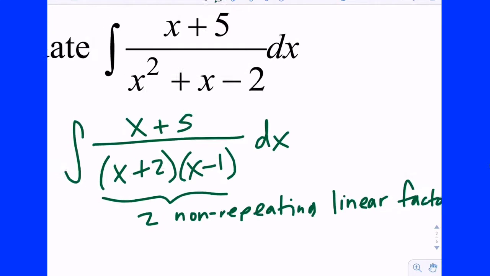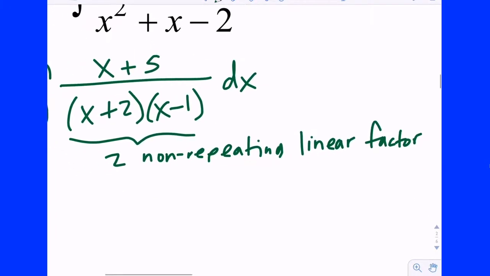Non-repeating means that both of their exponents are to the first power. If one of them was squared or cubed, that would be a repeating factor. It would have multiplicity greater than 1. And notice they're both linear, they're both x to the first. The Heaviside cover-up method only works for non-repeating linear factors, which is what the BC exam is going to expect y'all to do. There are more sophisticated decomposition methods.